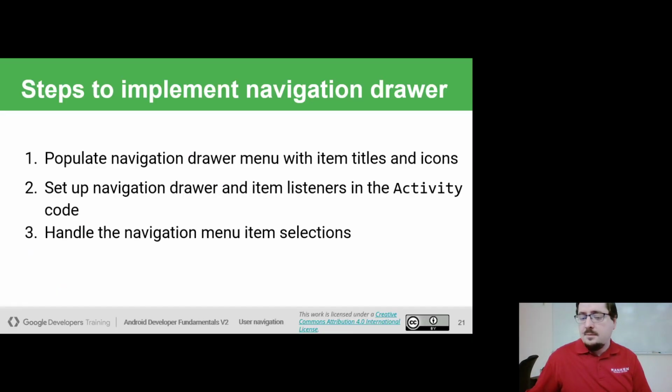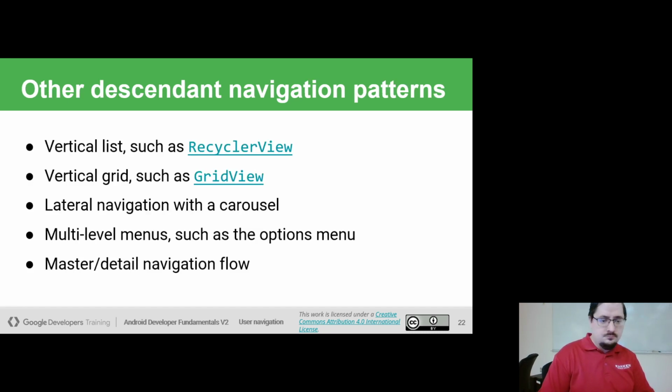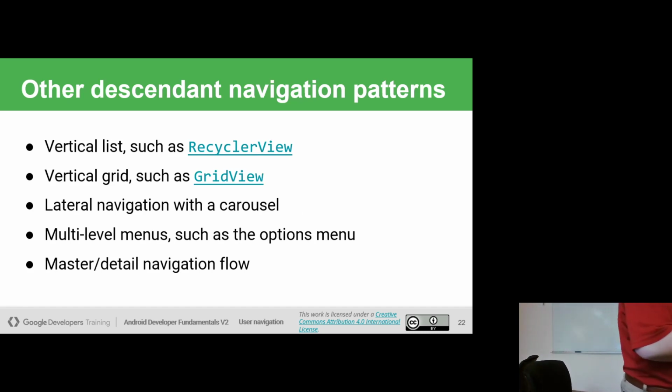So that's how we set up a drawer. And again, a drawer is kind of one way to do descendant navigation, because your general expectation of what should be in the drawer is that it's only at your main screen, and then that's how you get to the other pages.